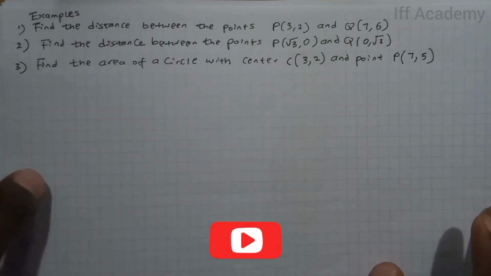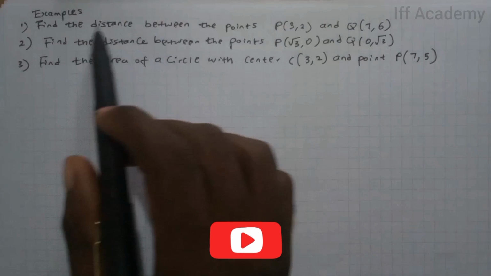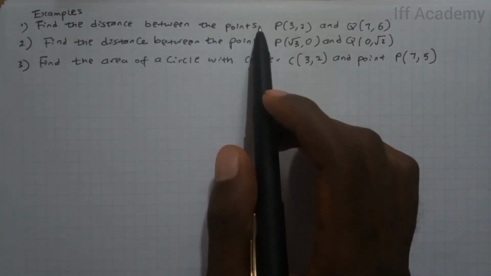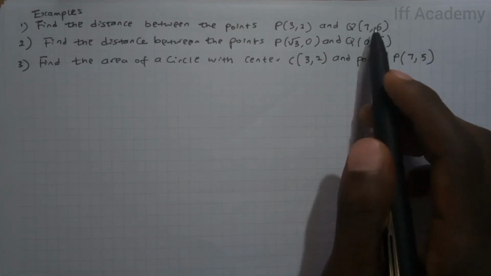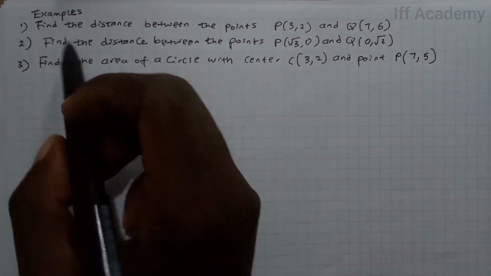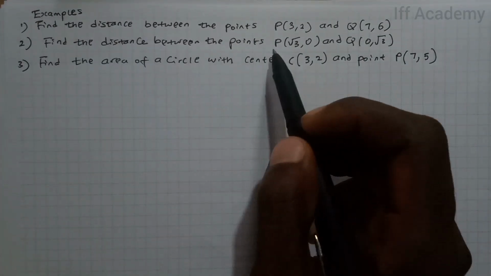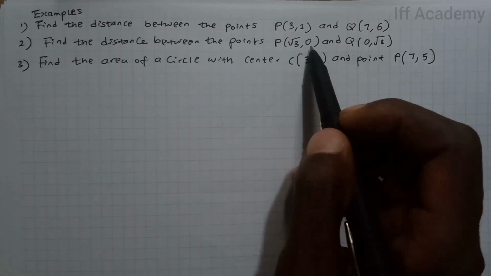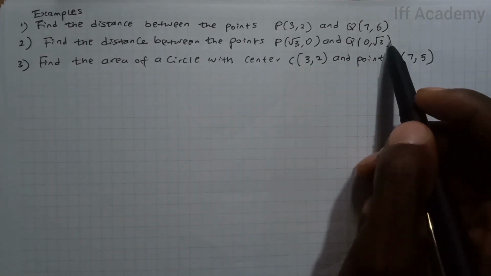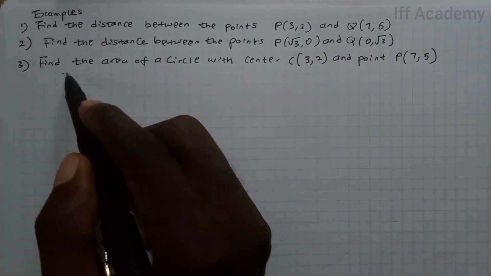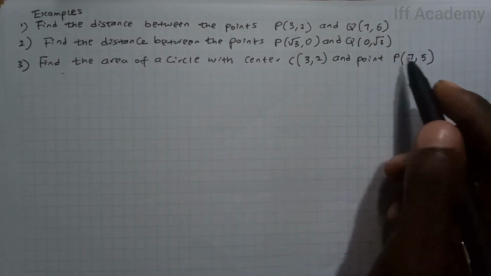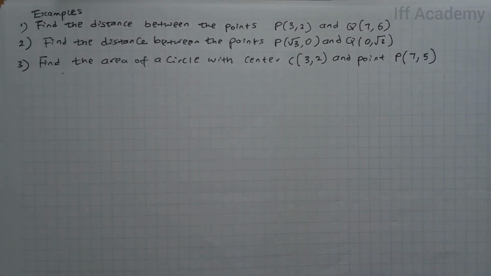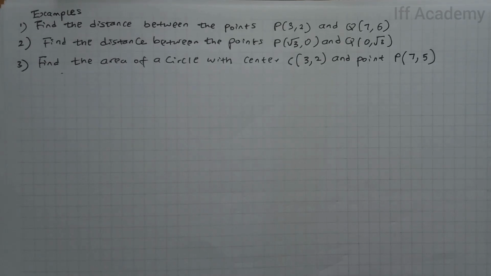Example 1 says, find the distance between the points P(3, 2) and Q(7, 6). For 2, we have, find the distance between the points P(root 3, 0) and Q(0, root 3). And 3, we have, find the area of the circle with center C(3, 2) and point P(7, 5). Now let's see how we can use the distance formula to solve these problems.